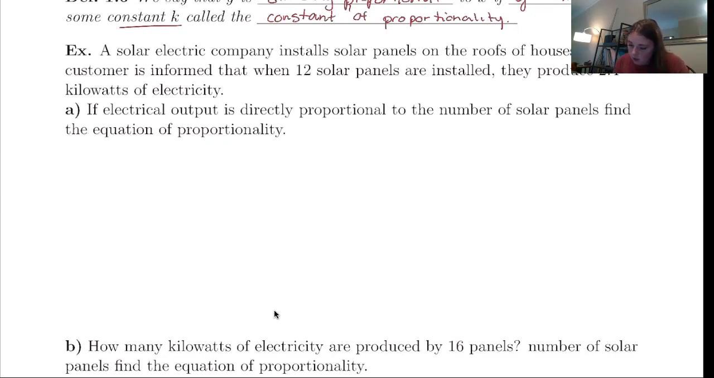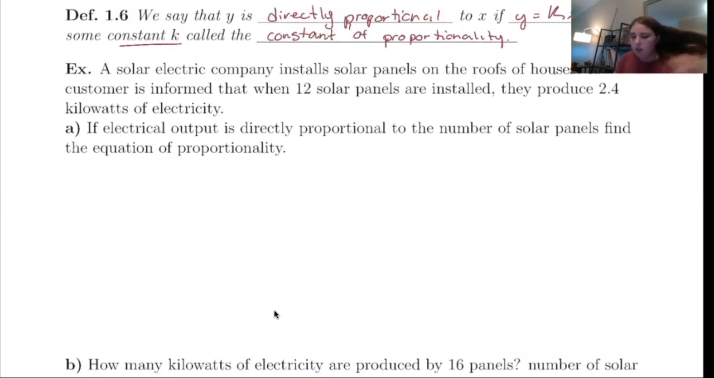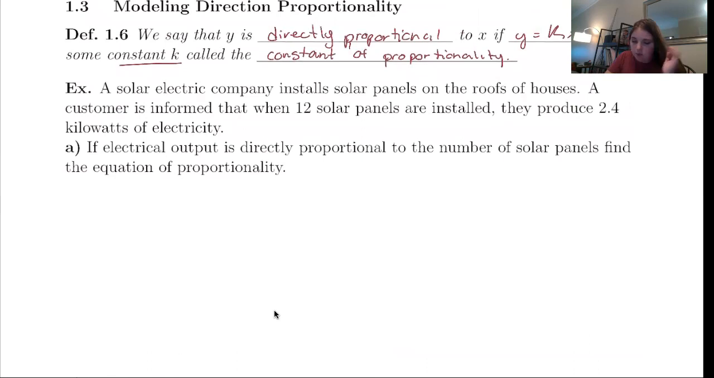So part A says, if the electrical output is directly proportional to the number of solar panels, find the equation of proportionality. It's kind of like y is a function of x. Y is a function of x means y equals something. So y is directly proportional to x means y equals k times x. Whatever variable is stated first is the one that you want to equal, okay?